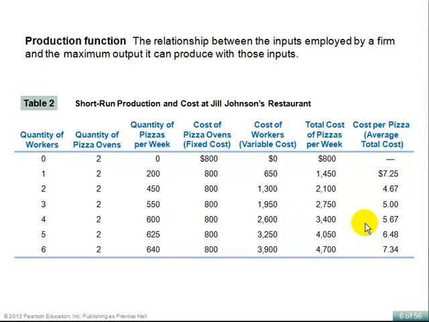Her cost per pizza is equal to her total cost of producing pizza divided by the quantity of pizza produced. If she produces 600 pizzas at a total cost of $3,400, her cost per pizza, or average total cost, is 3,400 divided by 600, equal to $5.67. A firm's average total cost is always equal to its total cost divided by the quantity of output produced.